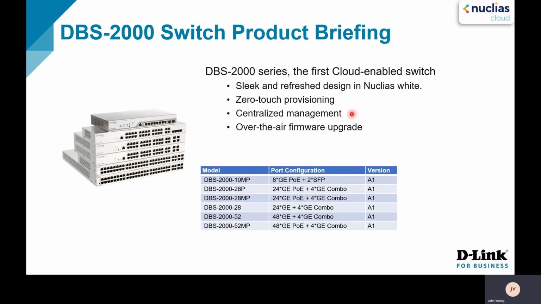So next we have our switch, it's called a DBS 2000, our layer 2 switch. We have the 10 port up to 52 port. Those that you see with MP are PoE, and MP supports a higher PoE budget. As you can see, for the uplink we have 2 SFP. You need to install the transceiver. The rest is the GE combo port.